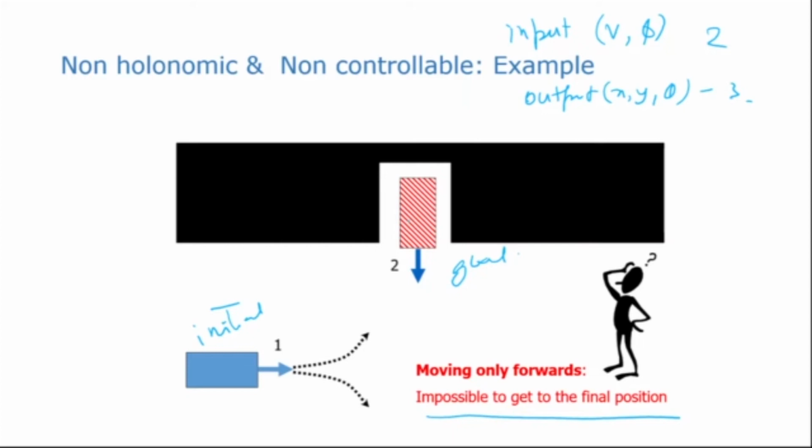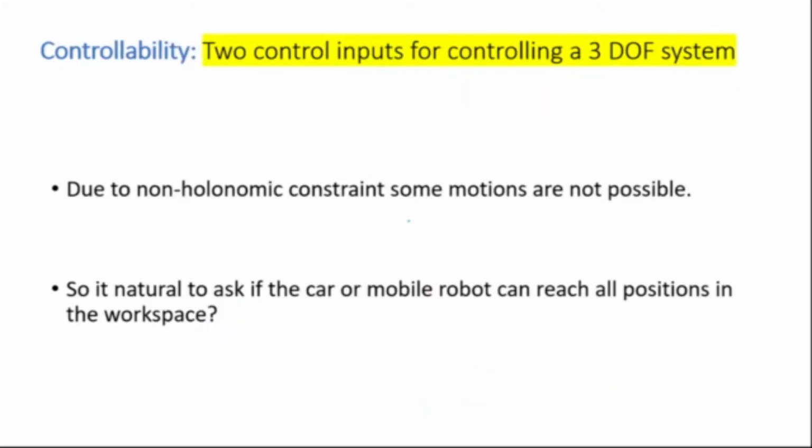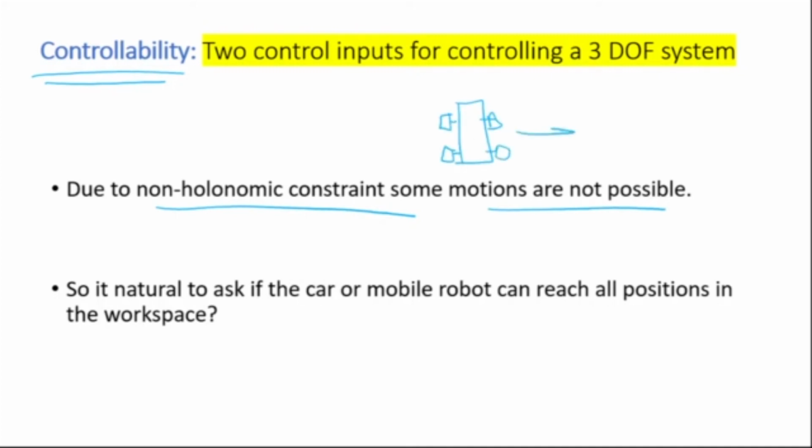Okay, so how would the program figure it out? Is there any mathematics behind that? Now, controllability is about two control inputs controlling a 3 degree of freedom system. Due to a non-holonomic constraint, some motions are not possible. This we have seen. For example, a car cannot move sideways. Okay, so this car cannot go in the sideways direction, right?